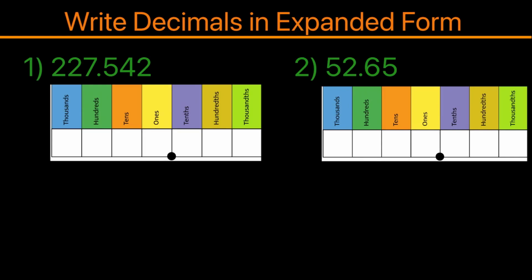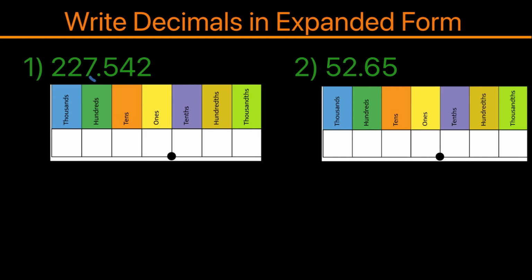In this video, I'll be going over how to write decimals in expanded form. Below are two examples, and we'll be going over each one. For the first example, we have 227.542. And below is the place value chart. And we're going to go ahead and fill in the place value chart.